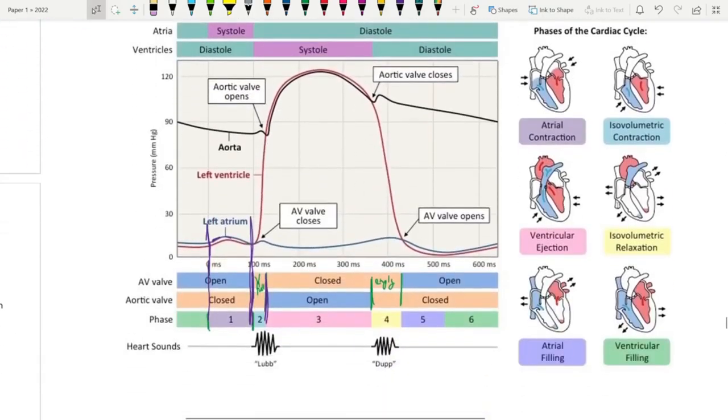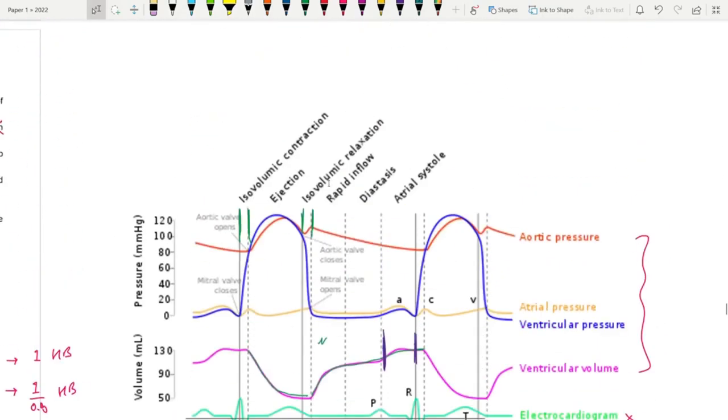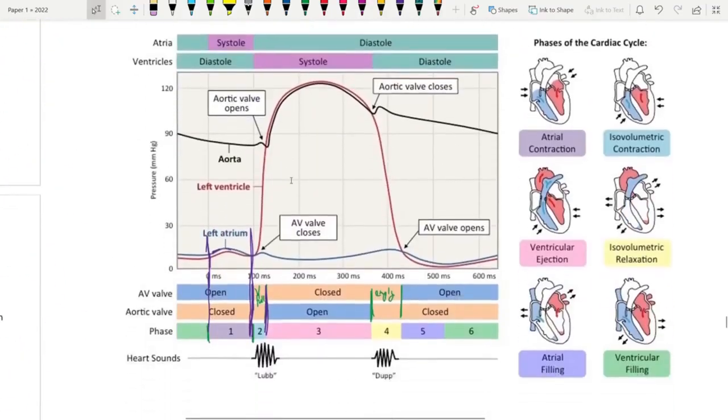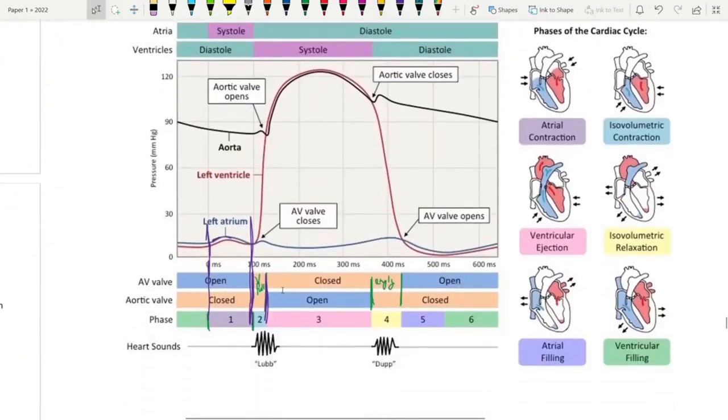Then we get isovolumetric contraction. In this stage, essentially, the ventricle is a closed chamber. It is full. The pressure builds up, so both the valves are closed, both this and this. And when the pressure exceeds a certain value, the aortic valve opens. Okay, the aortic valve opens, and then stage 3 begins. Stage 3 is basically ventricular ejection.